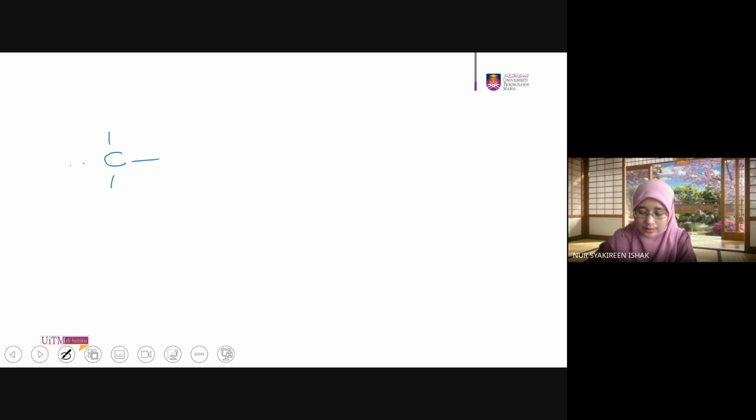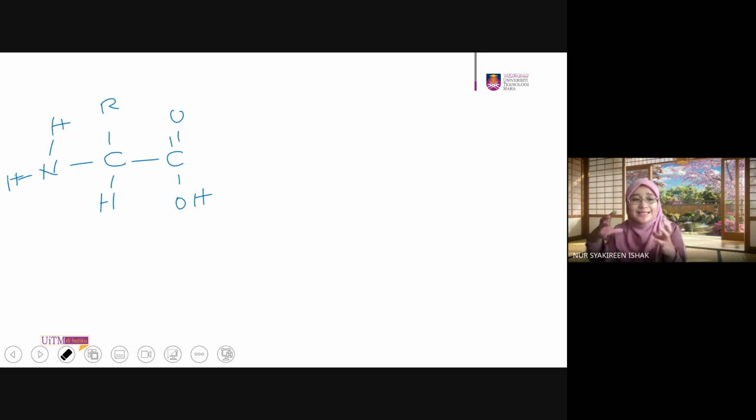So kita ada the carbon at the center, bonded to the hydrogen, the side chain, the carboxyl group, and also the amino group. Okay. So ini dalam keadaan asal dia, tak belum ionized lagi. Okay. So if this amino acid were to be placed in aqueous solution, it will be ionized.